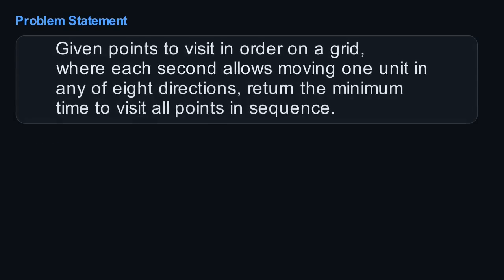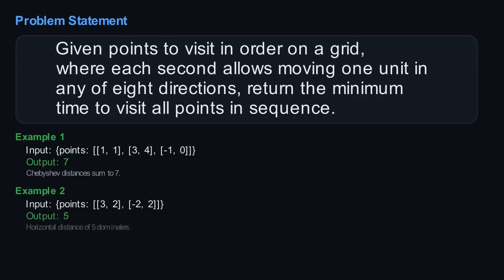Given an array of points, where each point is represented by its x and y coordinates, our goal is to find the minimum time to visit all points in the order they are given. We can move 1 unit horizontally, 1 unit vertically, or 1 unit diagonally in 1 second. The core challenge is to correctly calculate the minimum time between any two adjacent points.